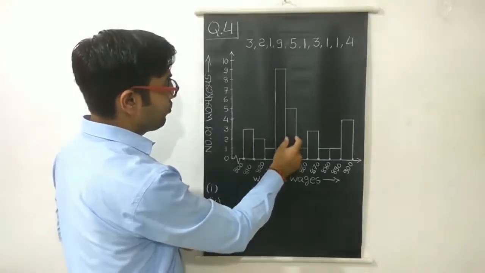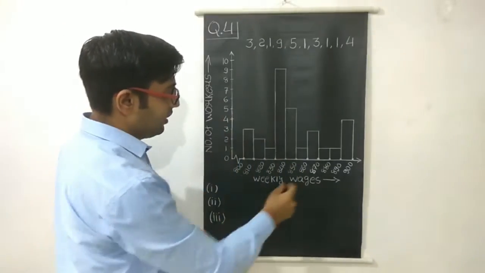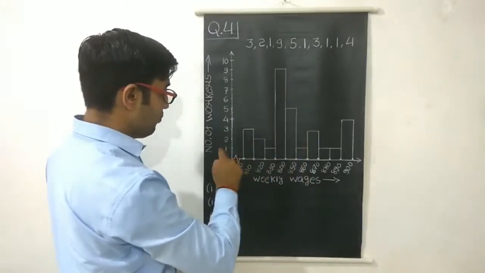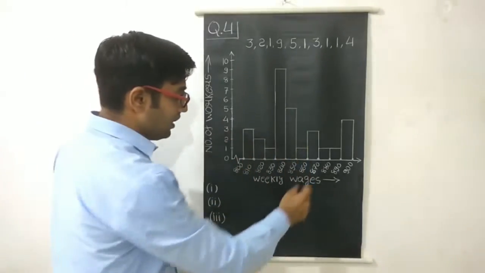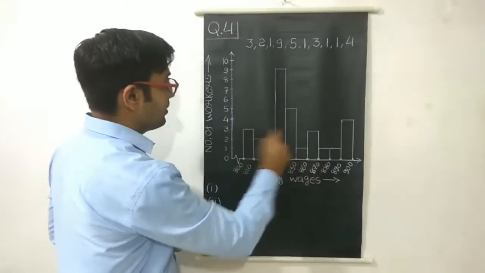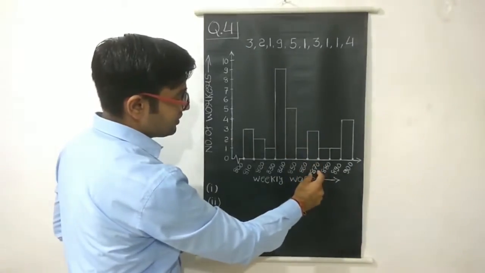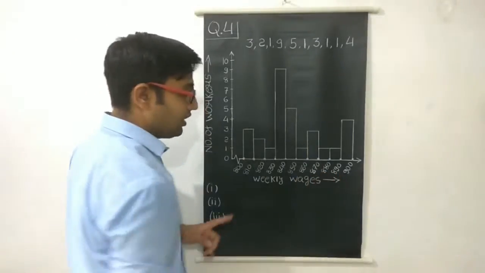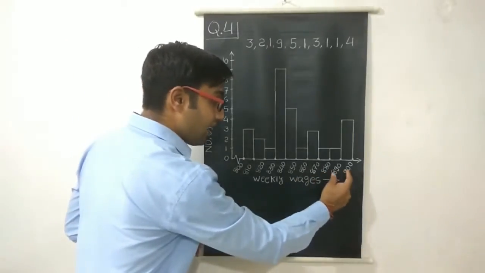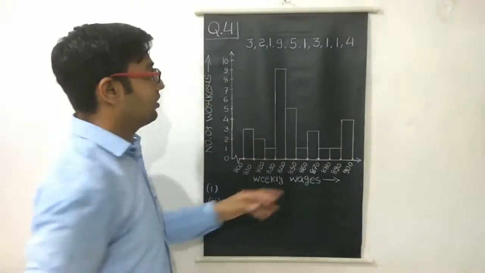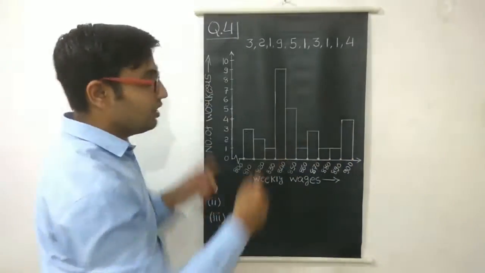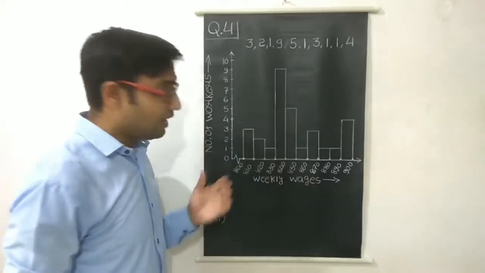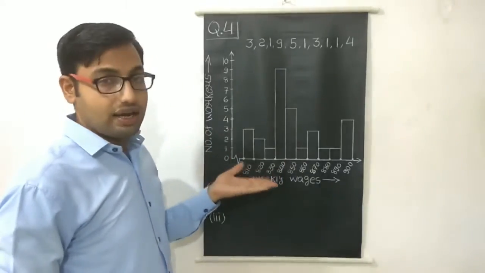840 to 850 we have to make a height up to the 5. 850 to 860 again it is only 1, so we have to make a height up to the 1. 860 to 870 it is a height of 3. 870 to 880 height is 1. 880 to 890 again height is 1. And 890 to 900 it is a height of 4. So the total is 30 workers.